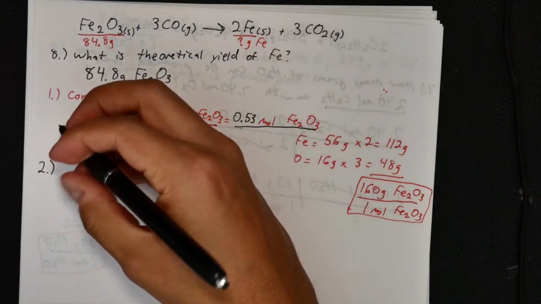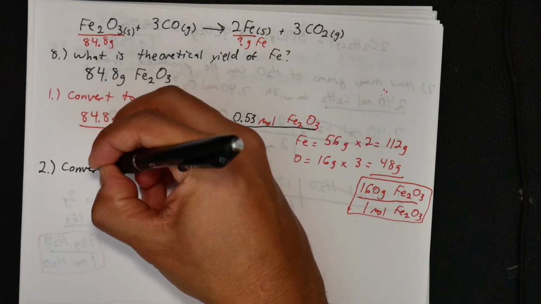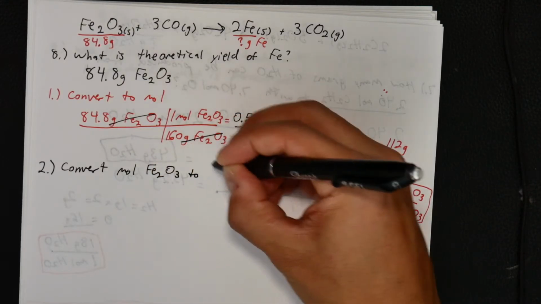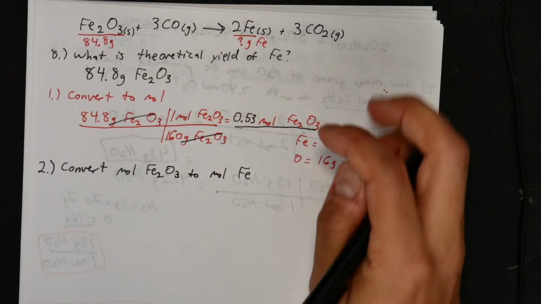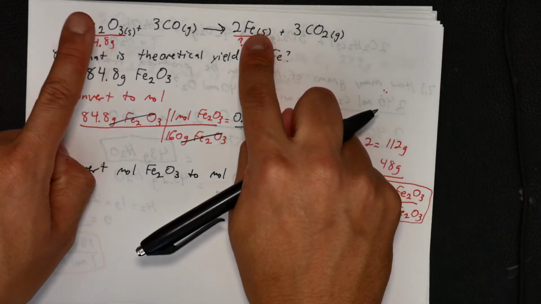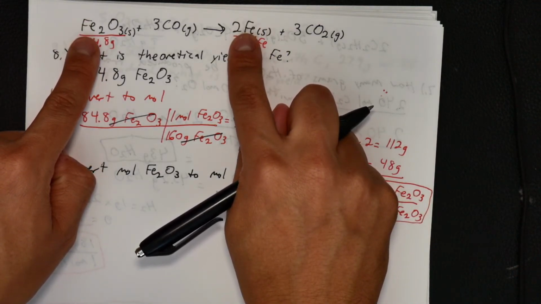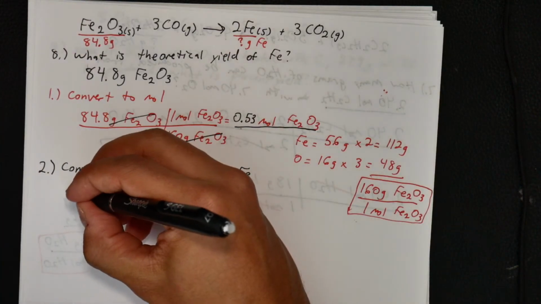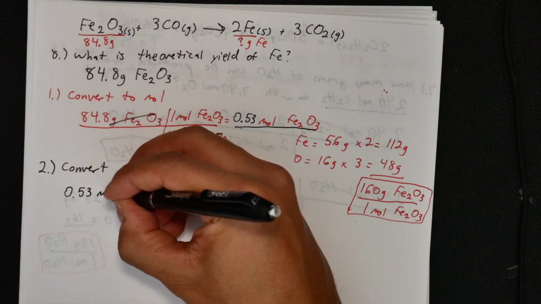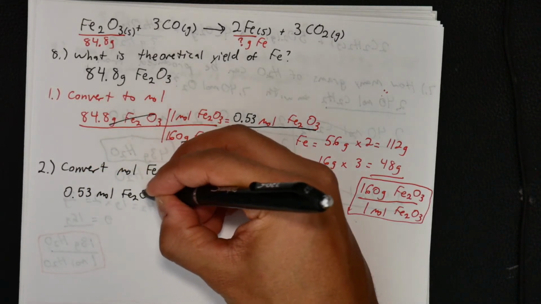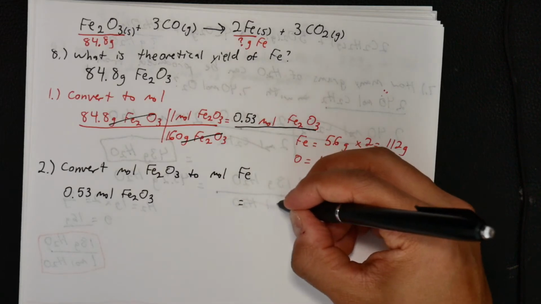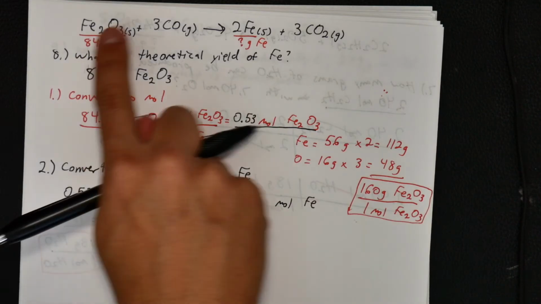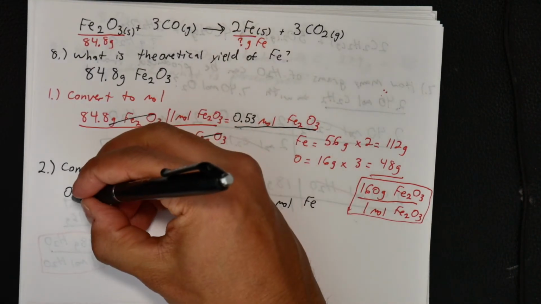To do that, we're going to convert moles of Fe2O3 to moles of Fe. To go from moles of one thing to moles of another, we have to use the molar ratios or the balanced equation. So this is a 1 to 2 ratio. So 0.53 moles of Fe2O3. Over here, we're going to end up in moles of iron. And for every 1 mole of this material, we need double the amount of iron, 2 moles.